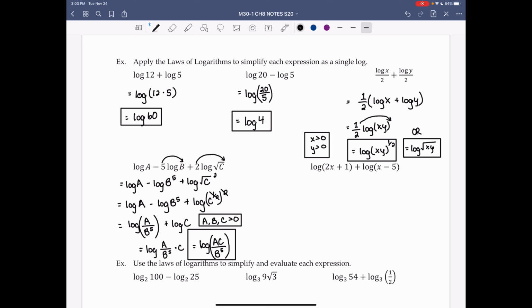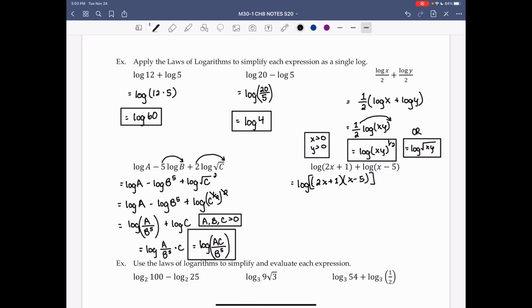Log of 2x plus 1 plus log of x minus 5. So again, they're both base 10. This is a sum of two logs of base 10. Then we can use the product rule to write them as one log. We'd have log base 10 of 2x plus 1 times x minus 5.